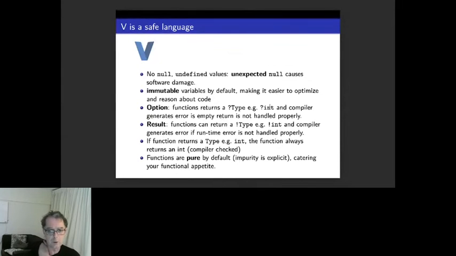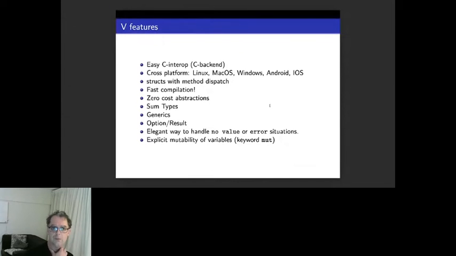The other thing is that functions are pure by default. And if you want to be impure, so change variables, you have to be explicit. V features easy C interop, so you can quite easily connect with C functions. It's cross-platform. They have a sort of structs with method dispatch, and the compilation is very fast.